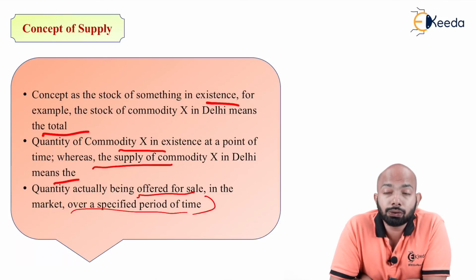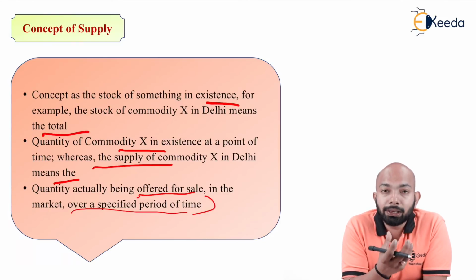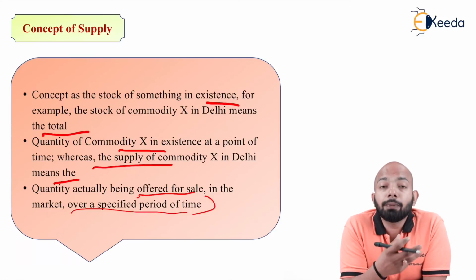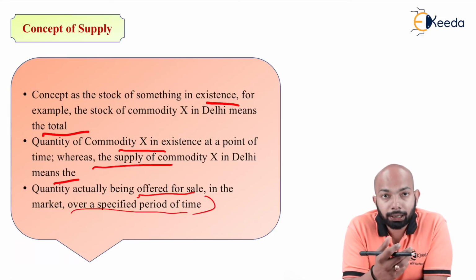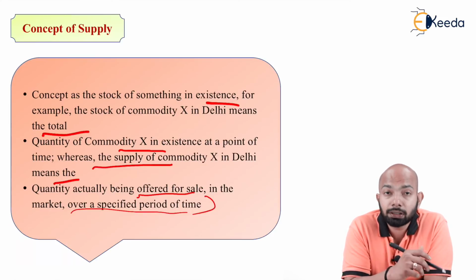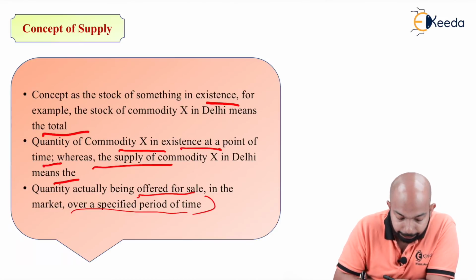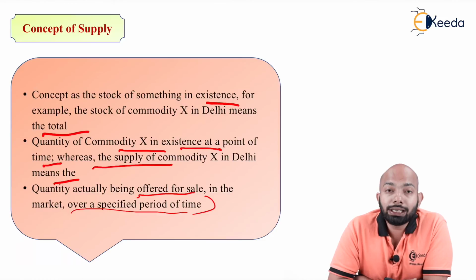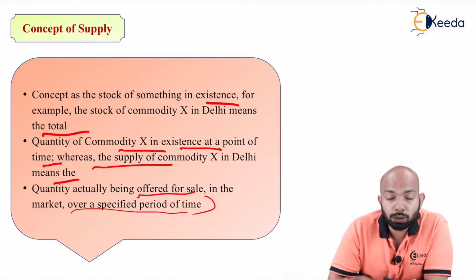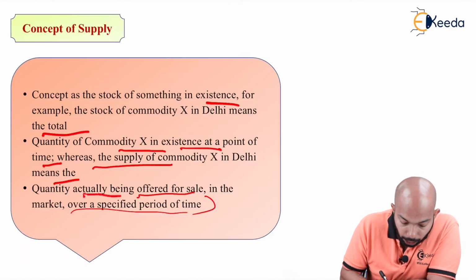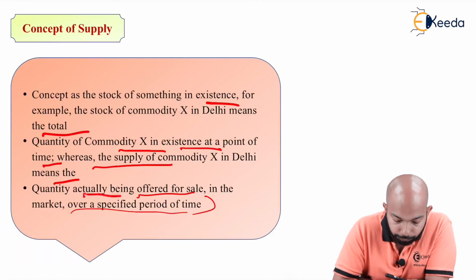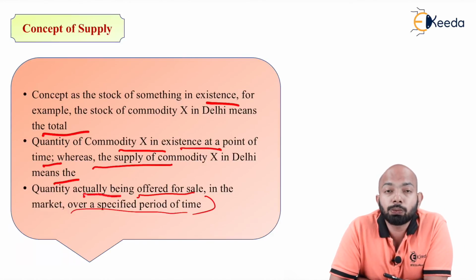Now, the concept of supply also states that the product must be available and being made available in the market. As you can see on the two specific words here, first is existence at a point of time. That means that quantity is in existence at that specific point of time. Next is the amount or actual quantity being offered for sale. So something that is supposed to be offered for sale is what you have to look into.